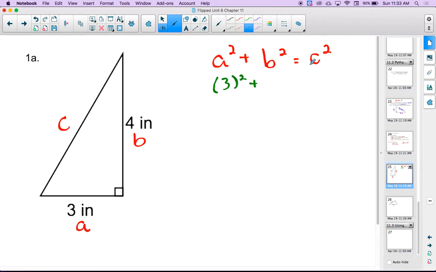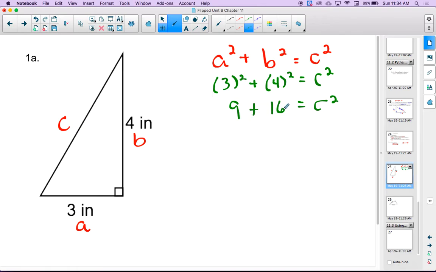We're going to substitute 4 in for B. Remember, yes, it is important for me to see those parentheses. C is unknown, so we're going to leave it a variable. Now we follow our order of operations, or our simplify, separate, solve. We're going to do our exponents here. 3 squared is 9, 4 squared is 16, and c squared is still c squared.